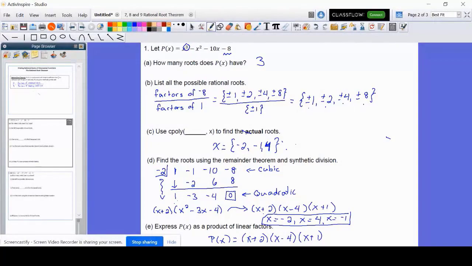So the key is we're using the C-poly roots to get us started, and we do synthetic division until we get to a quadratic because we know how to handle quadratics. If it's something we can factor, we factor. But sometimes we can't always factor. Let's look at a simple one that we can't necessarily factor.